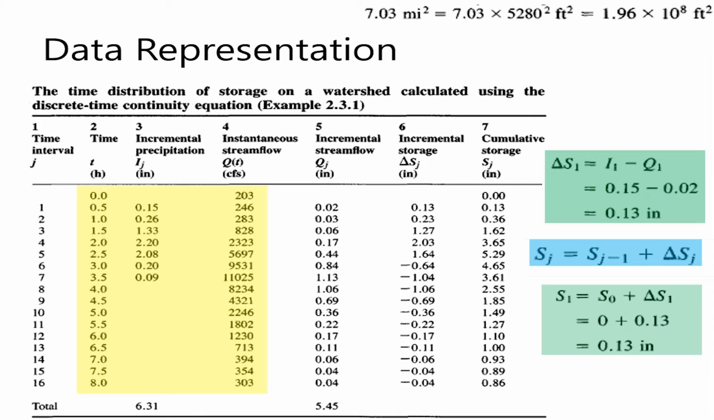You can see that at time 0, the outflow is given as 203, and at 0.5 hour the outflow is given as 246. At time zero there is no rainfall, since rainfall from 0 to 0.5 is 0.15, but at time zero itself the instantaneous stream flow is 203 cubic feet per second. But don't worry, because this could be coming from either groundwater flow or previous rain.